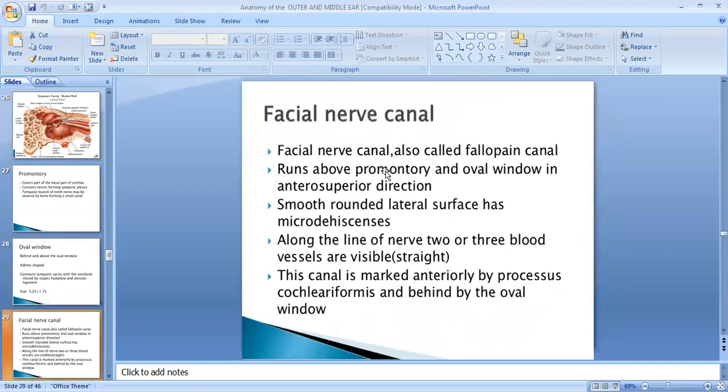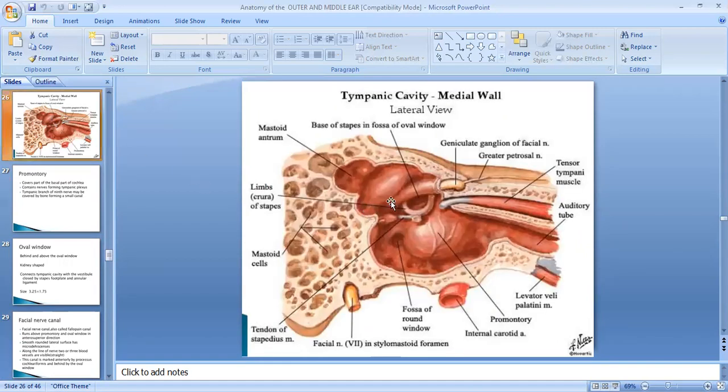The facial nerve canal, also known as the fallopian canal, runs above the promontory and oval window in an anterior superior direction. So this is the facial nerve. This is the geniculate ganglion of the facial nerve. So it goes anterior superiorly above the promontory and then it comes into the posterior wall, and then the vertical portion goes downwards to enter the stylomastoid foramen.